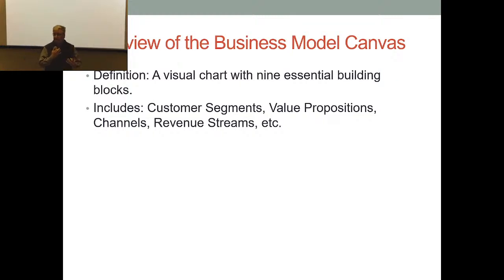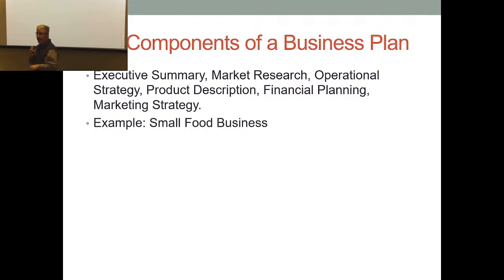When we think about a business model canvas, it is 9 sections, 9 building blocks that were developed by a gentleman named Dr. Osterwalder, and he did this for his master's and PhD. And this has customer segments, value props, channels, and revenue streams. All will be integrated into your business plan.